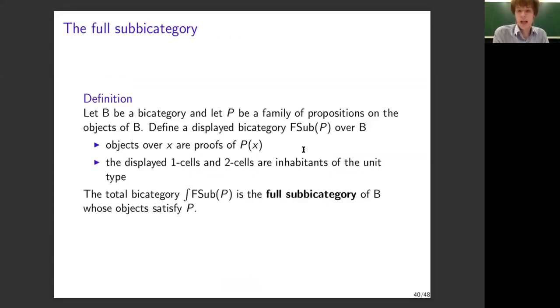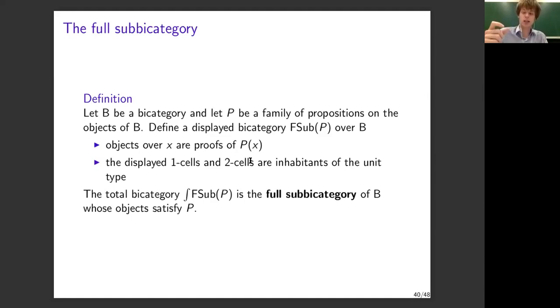The last displayed bicategory we need is a full subbicategory. This one we will again define as a displayed bicategory instead of directly, and it is simpler than the previous ones. So suppose we have a bicategory B with a family of propositions on the objects of B. Then we define the full displayed bicategory as follows. Objects over X are just proofs of P x. So in the total bicategory, you will have a pair of an object in B and a proof that P holds for it. And the displayed one- and two-cells are just units.